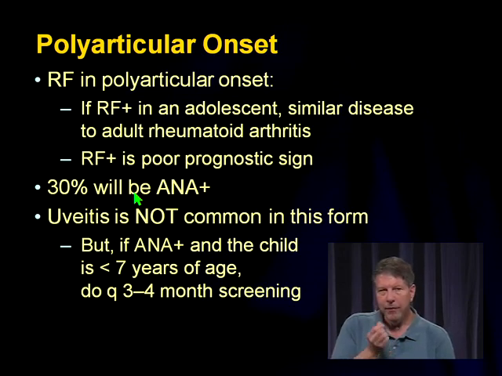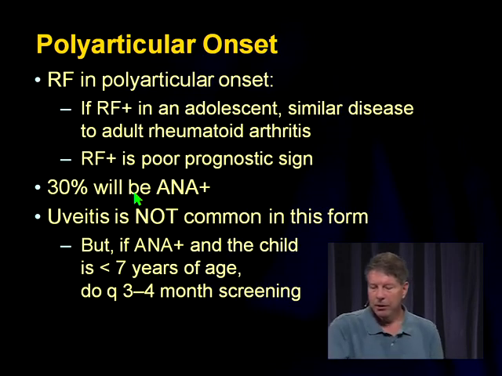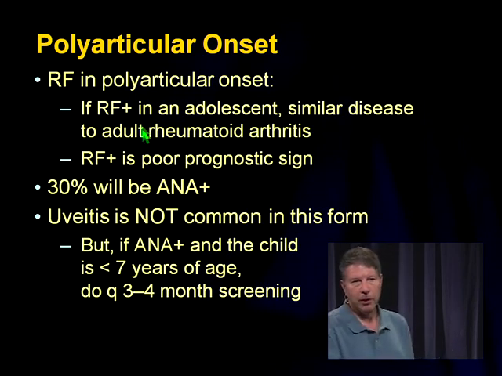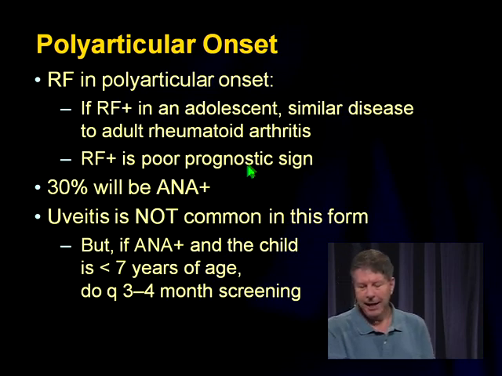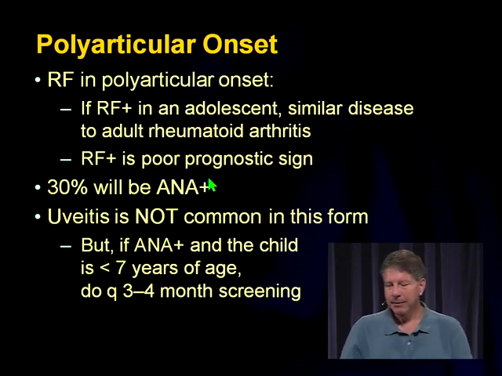So if they have positive rheumatoid factor and it's an adolescent, they're going to look a lot like an adult with rheumatoid arthritis. That's a bad prognostic sign. So I might ask you that. If you've got an adolescent with polyarticular disease and the rheumatoid factor is positive, that's a bad prognostic sign.